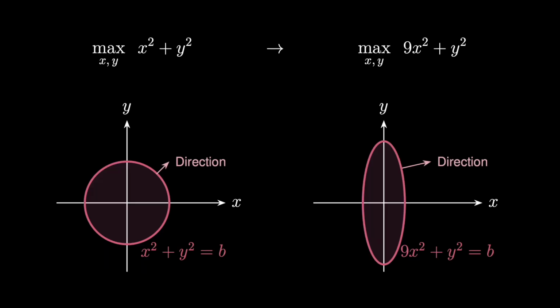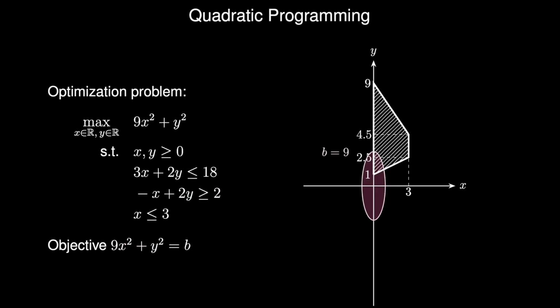The objective x squared plus y squared produces circles, while 9x squared plus y squared produces ellipses that are narrow in the x direction and wide in the y direction. Starting with the ellipse at b equals 9, where we are inside the feasible region, we will expand outward to find the farthest point we can reach.